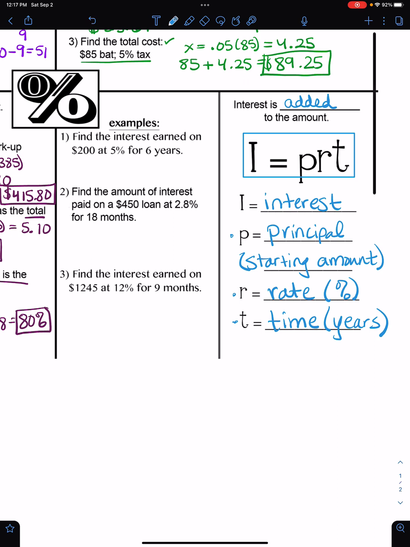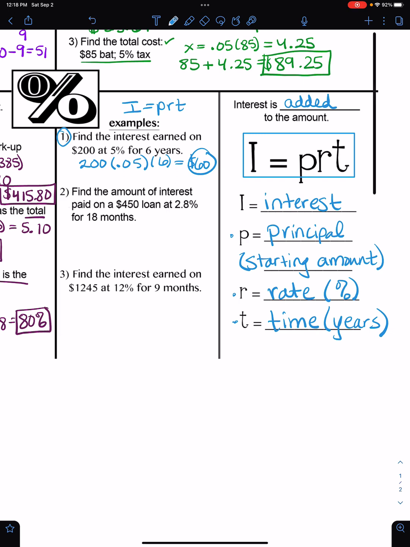It says, find the interest earned on $200 at 5% for 6 years. So we're going to use I equals PRT. So the principal is how much was invested, times the rate, which is 5%, but we're changing it to a decimal, times the number of years. And then you just simply multiply them together. We have 200 times 0.05 times 6, and we get $60. So this is how much interest was earned.